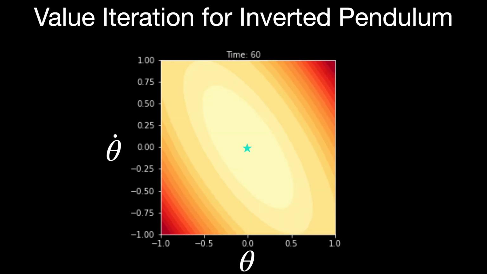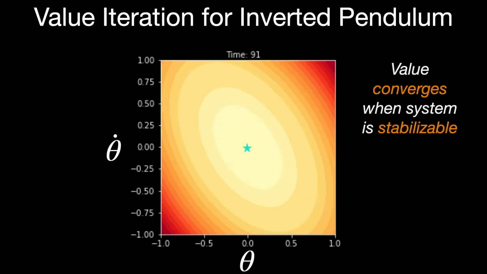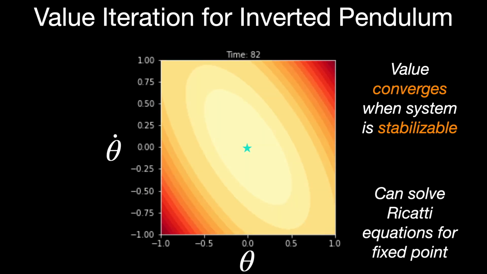We'll talk about why it's skewed in a second, but first note that it's not too surprising that the value is converging. Why not? Because if the system is stabilizable, all points can be driven to the origin, and so their values must be bounded. In fact, we don't even need to do this iterative process. Instead, we can solve what are called Riccati equations to get this fixed point.